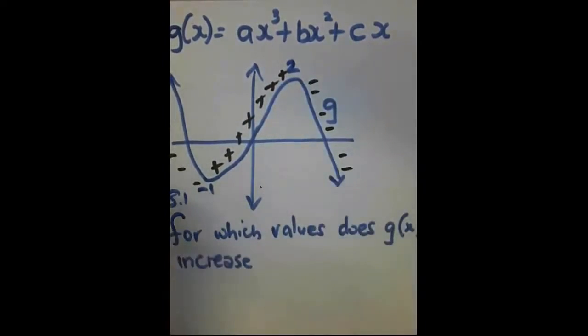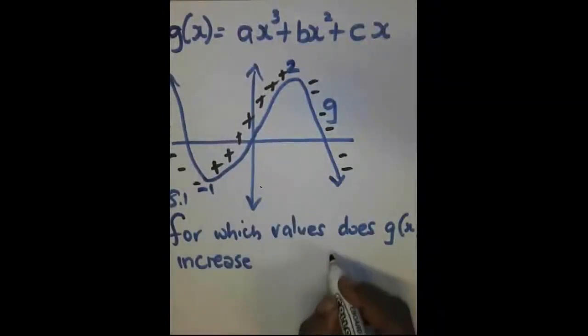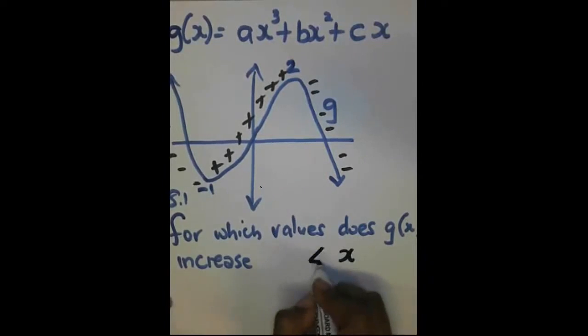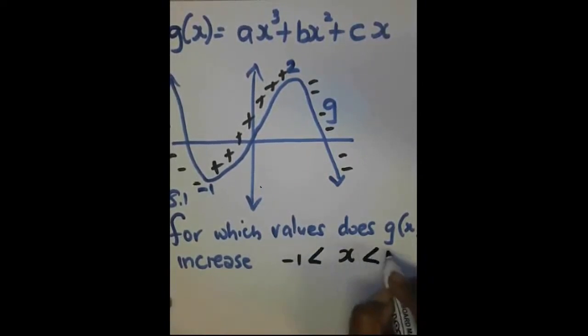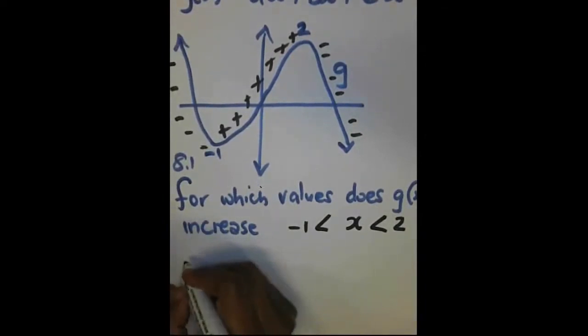So, the question was, for which values does g(x) increase? Now, can you see where the plus signs are? So, where does it increase? It increases, ladies and gentlemen, from -1 until 2. That's where it increases.